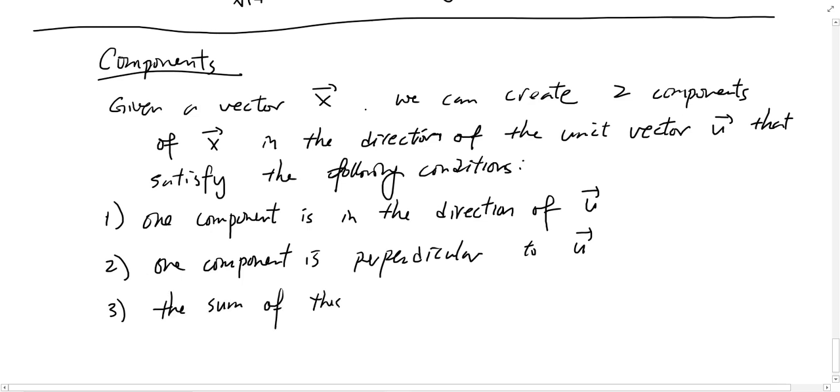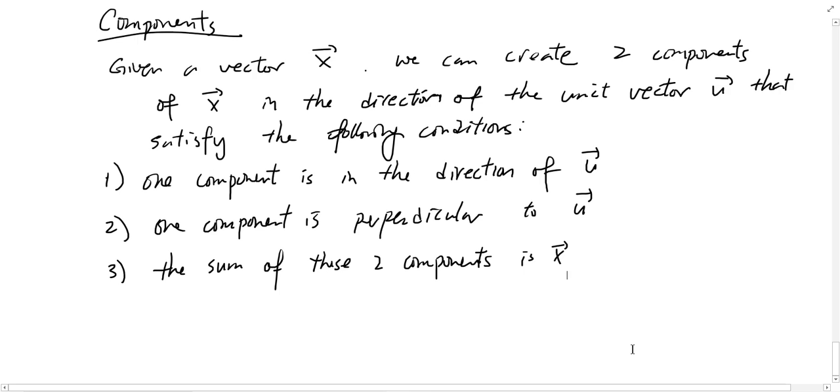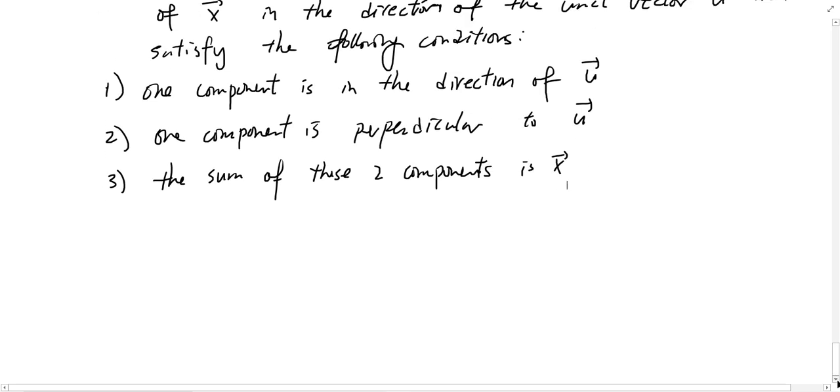And number three, the special thing about these two components is that the sum of these two components is basically vector x. So basically what I want is to separate this vector x into two pieces, where one goes in the direction of a given direction u and one goes in the perpendicular direction. So what does that mean? I'll show you a picture.